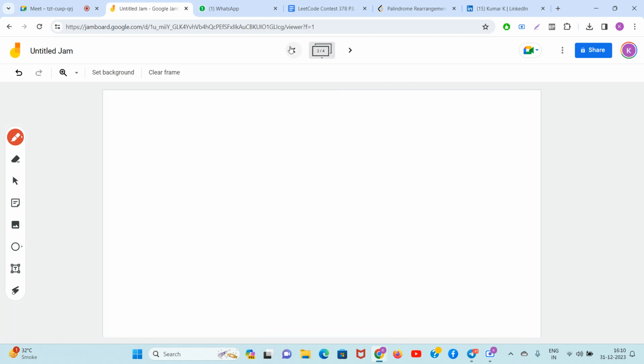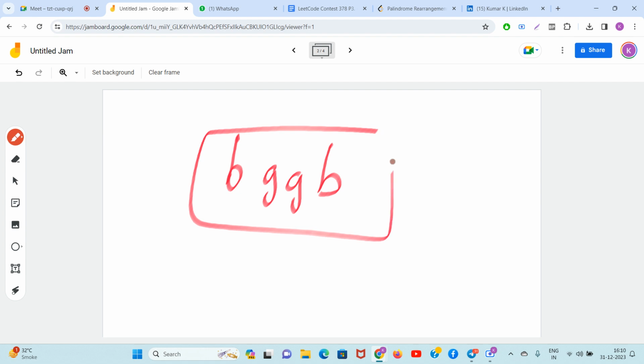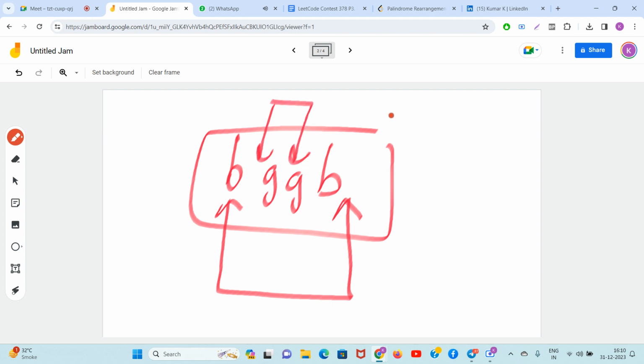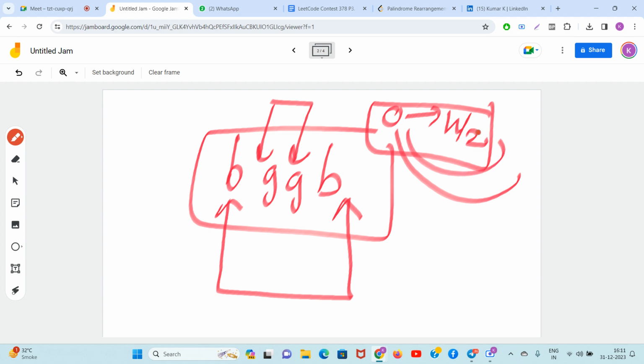Now, there is one more way of checking if a string is a palindrome or not. Let's say I'm writing BGGB. What can I do? I can first check that the first character is equal to the last character, and the second character is equal to the second-to-last character. I can run a for loop from 0 to n by 2 and keep checking the symmetrical distances. If the characters situated at those symmetrical distances are the same, then yes, you can say that it is a palindrome.